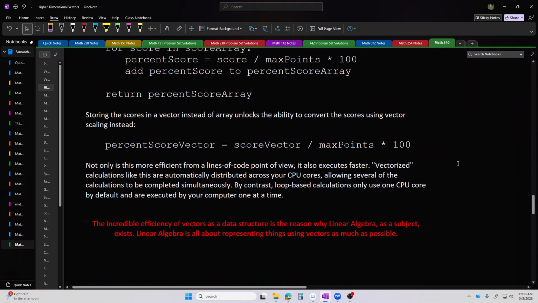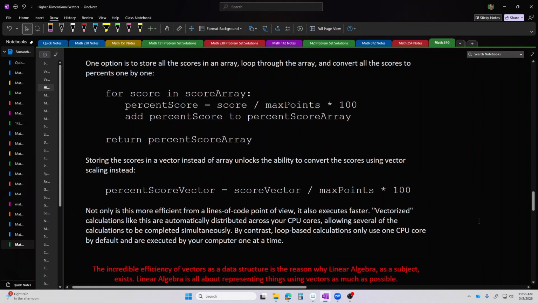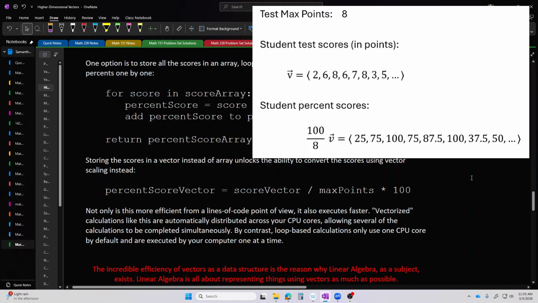But as a programmer, if you use vectors to do this conversion, you can get the calculation done a lot faster. So you can set up something like this. Instead of storing the scores in an array, store them in a vector, and then use vector scaling to do the conversion. You have a vector here that contains all the students' scores, divided entirely by the maximum number of points and multiplied by 100.